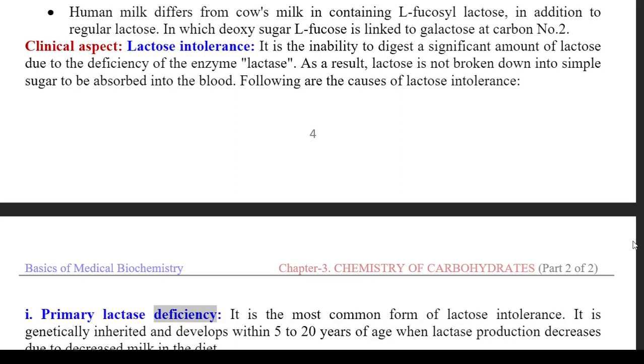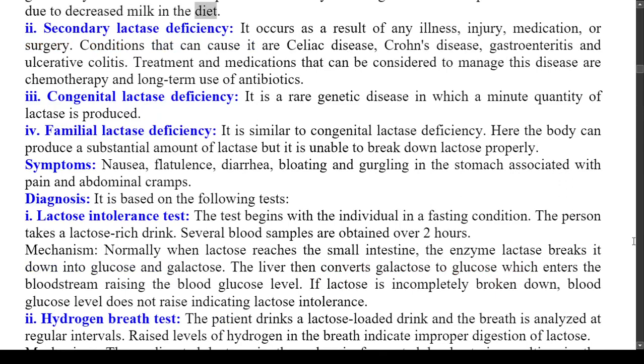1. Primary lactase deficiency. It is the most common form of lactose intolerance. It is genetically inherited and develops within 5 to 20 years of age when lactase production decreases due to decreased milk in the diet. 2. Secondary lactase deficiency. It occurs as a result of any illness, injury, medication, or surgery. Conditions that can cause it are celiac disease, Crohn's disease, gastroenteritis, and ulcerative colitis. Treatment and medications that can be considered to manage this disease are chemotherapy and long-term use of antibiotics.